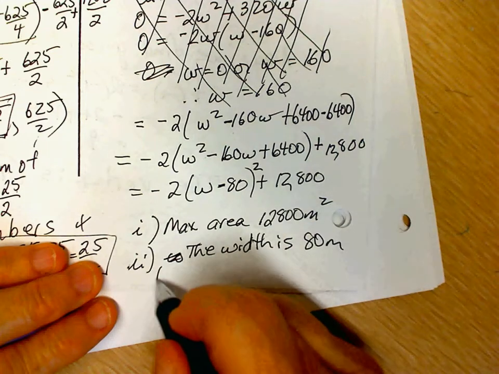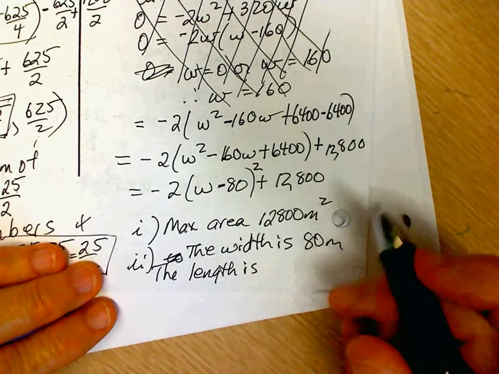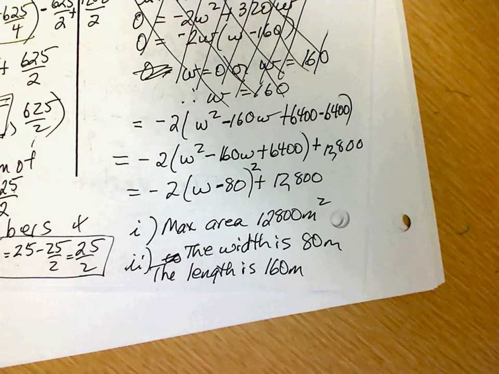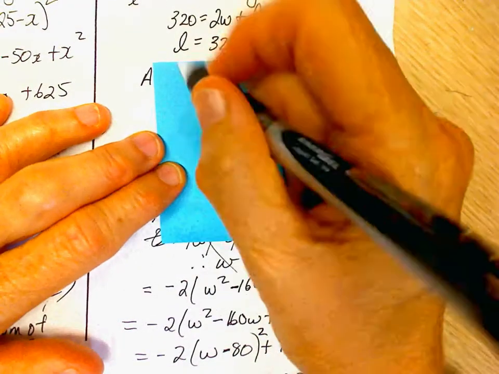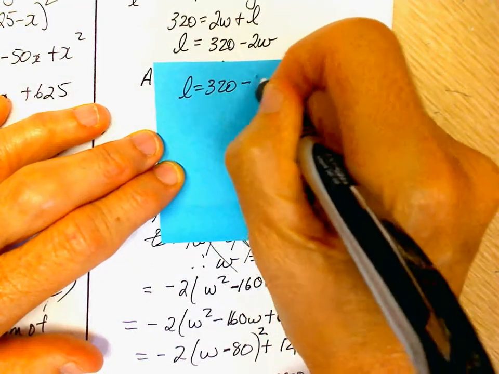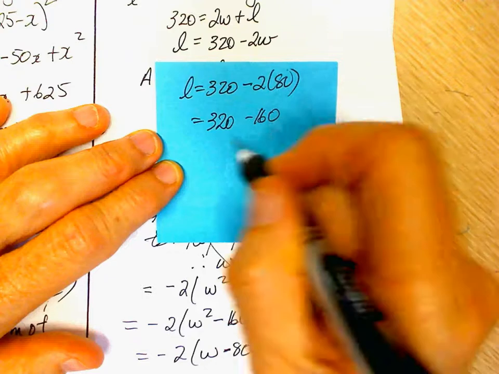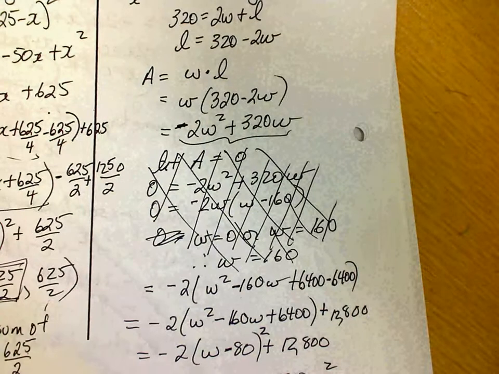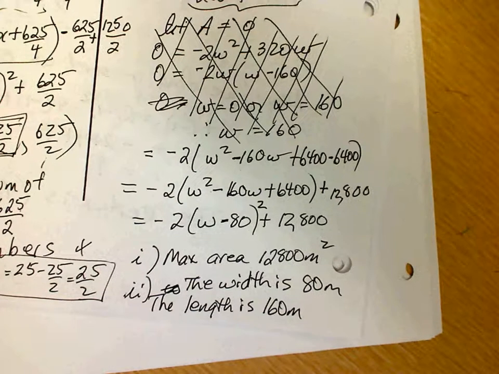The length is what? Can anyone tell me? 160 meters. Does everyone know how I got 160? No? How did I get 160? I'll do my rough work here. I use this formula. L equals 320 minus 2 times 80. So that equals 320 minus 160, and that equals 160. That's how I got the 160 meters. Good? Is there anything I can explain better?